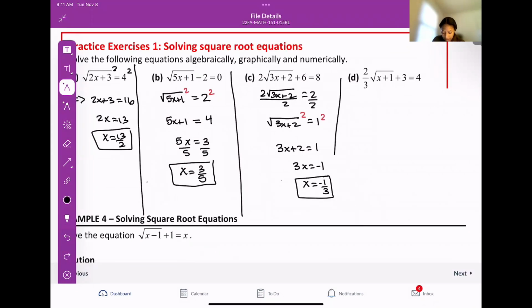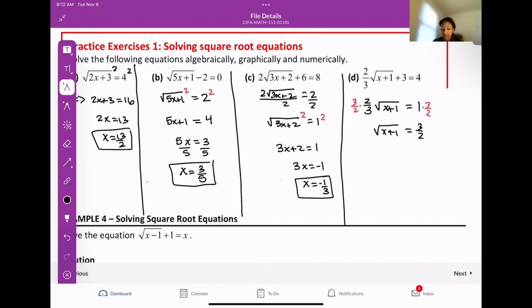All right. And last one of these, part D, 2/3 times the square root of x plus 1, plus 3 equals 4. We need to first subtract 3 from both sides. So we'll have 2/3 times the square root of x plus 1 equals 4 minus 3, which is 1. Then to get rid of the 2/3, we have to multiply by the reciprocal, which is 3/2, on both sides. So multiply by 3 over 2. That gives us our radical, square root of x plus 1 equals 3/2.